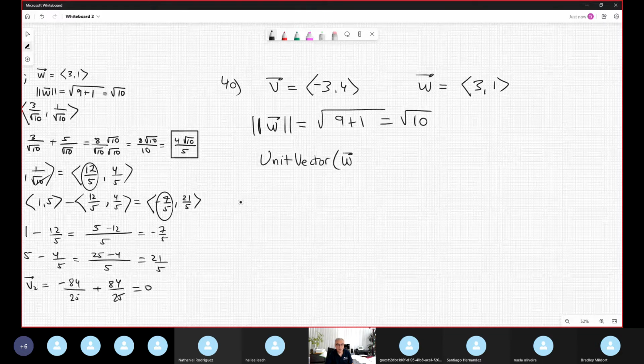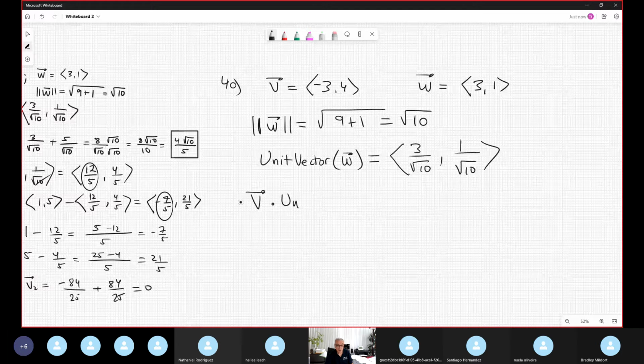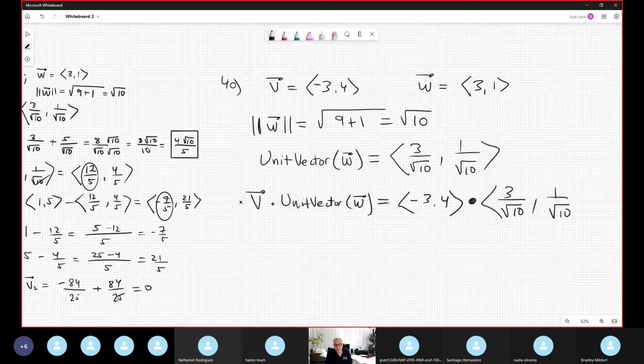In the direction W is 3 radical 10, comma, 1 over radical 10. I'm not rationalizing now, please. Okay, now perform the dot product: B dot the unit vector in the direction W. So basically I am doing the dot product of negative 3, 4 with 3 radical 10, comma, 1 over radical 10.